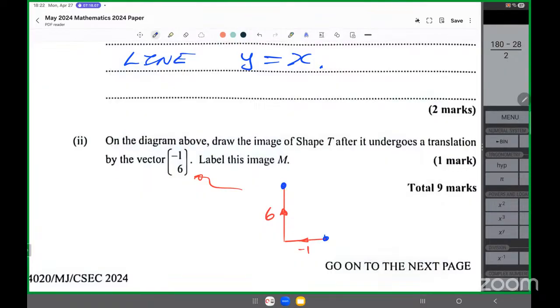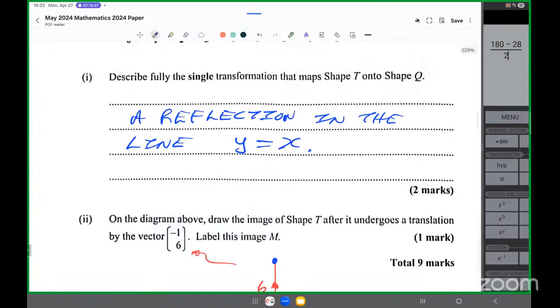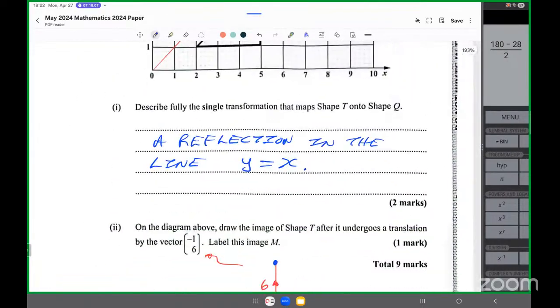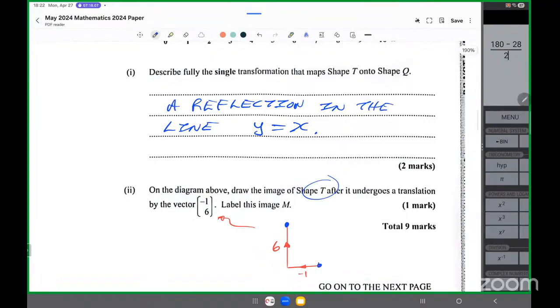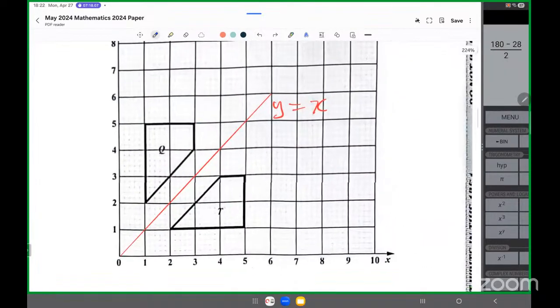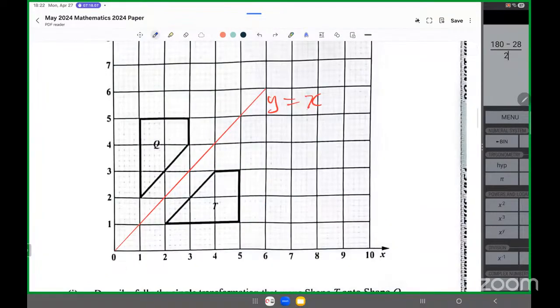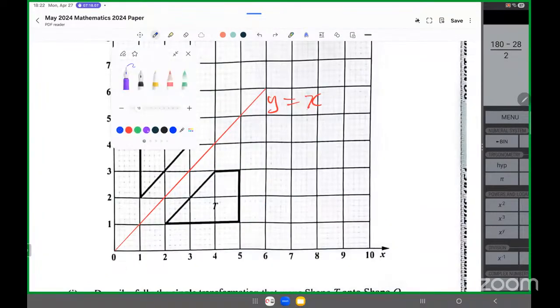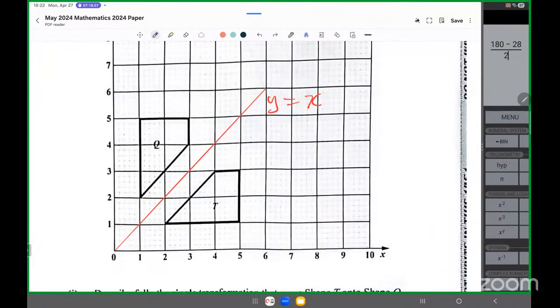So just take the image and move it 1 to the left, 6 up, and then draw about the same shape around that point. That's how we do the translation. We must do it to T and label it M. Let's do it out in purple and then draw the image in blue. So let's use this point and then draw about the same shape around that point.